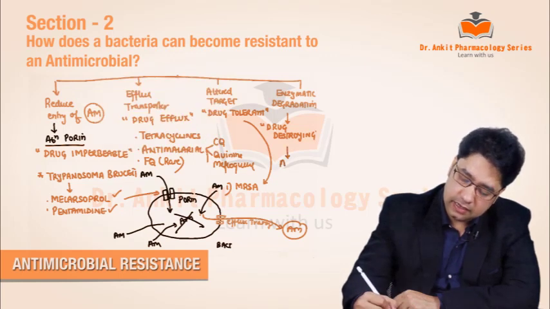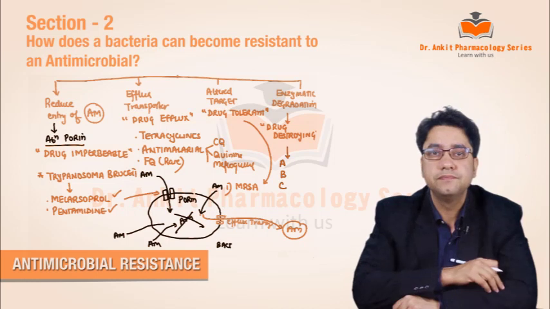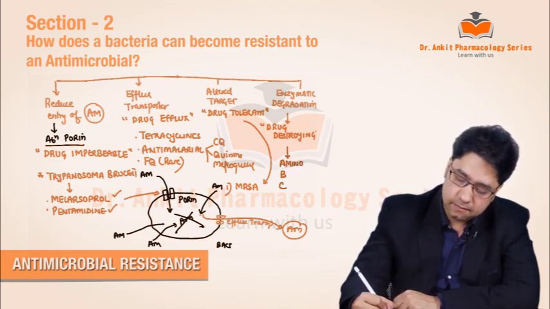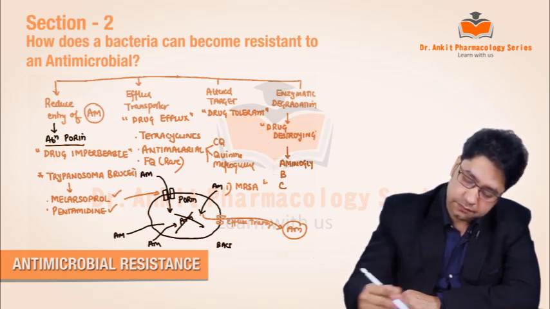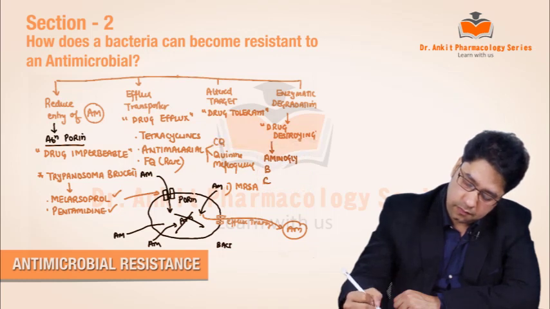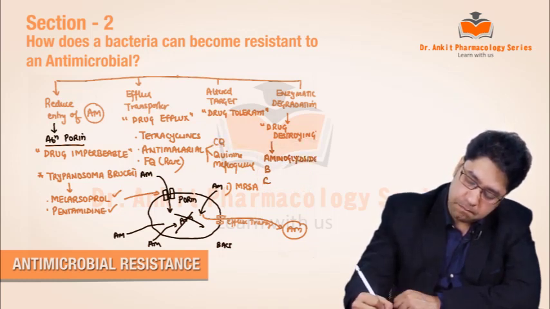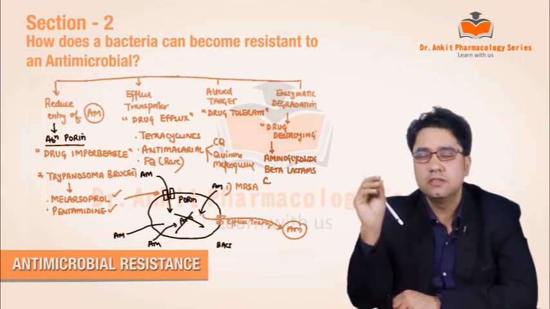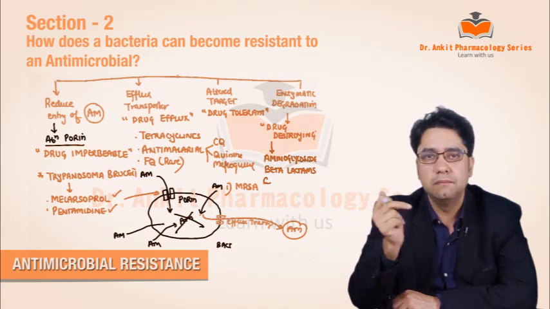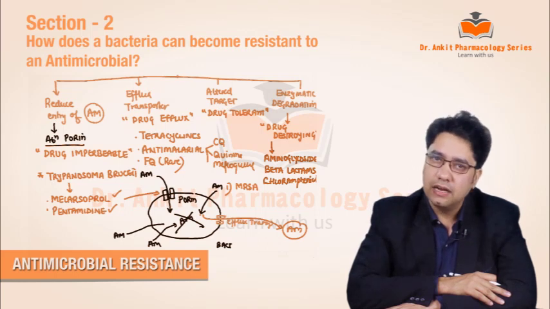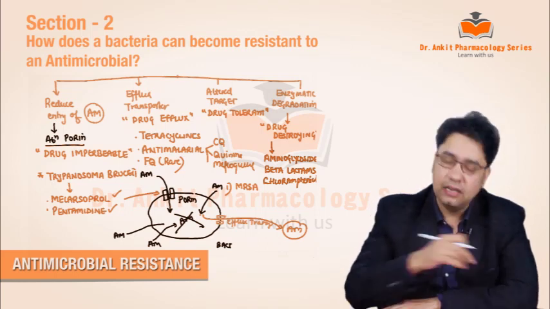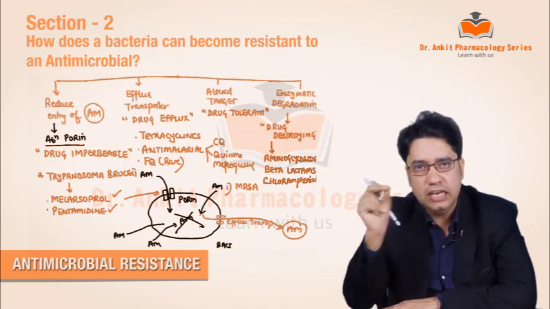We will write the mnemonic A, B and C. A for aminoglycosides. B stands for beta-lactams, because against beta-lactams there is a formation of an enzyme, beta-lactamases. And lastly, chloramphenicol. Okay. Against these three antimicrobials, the bacteria have become resistant due to formation of degrading enzymes.